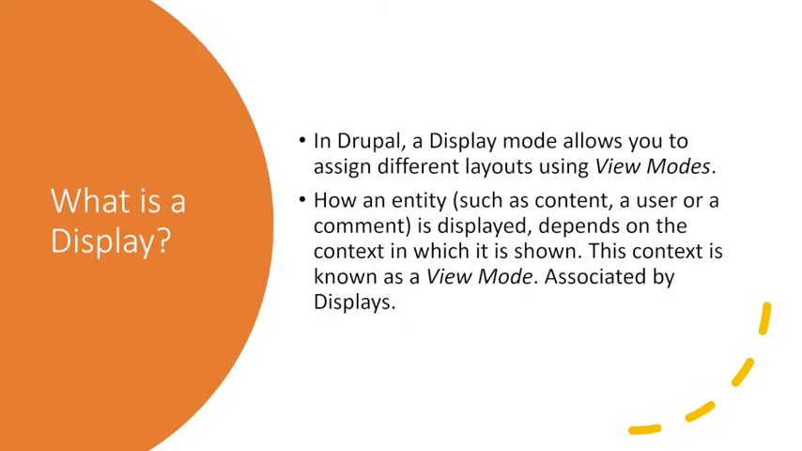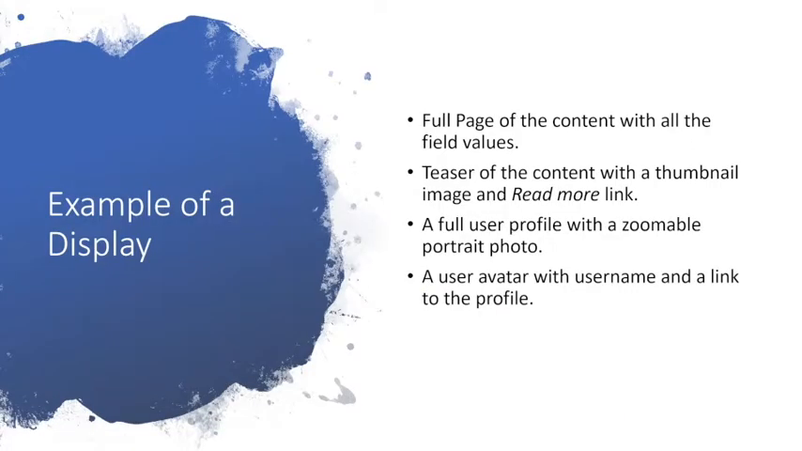What is a display? In Drupal, a display mode allows you to assign different layouts using view modes to your content. How an entity such as content, a user, or comment is displayed depends on the context in which it is shown. The context is known as a view mode associated by displays. So we group it by displays and assign that to our content.